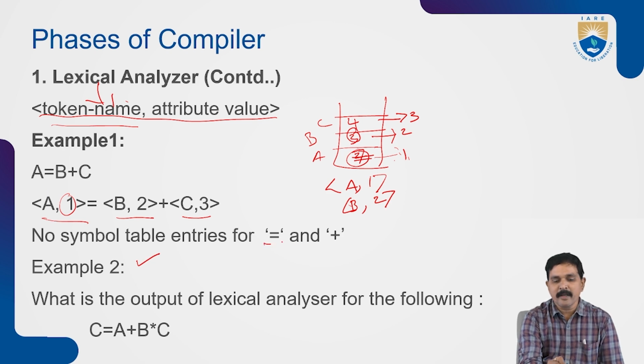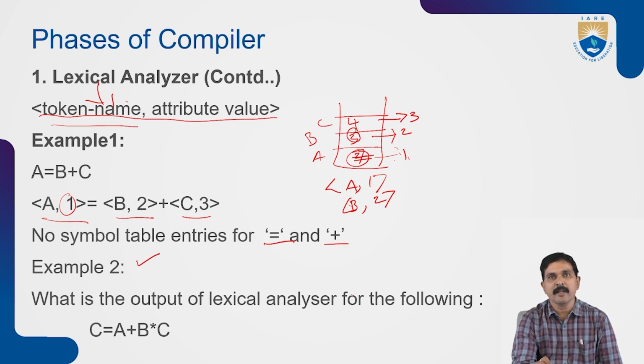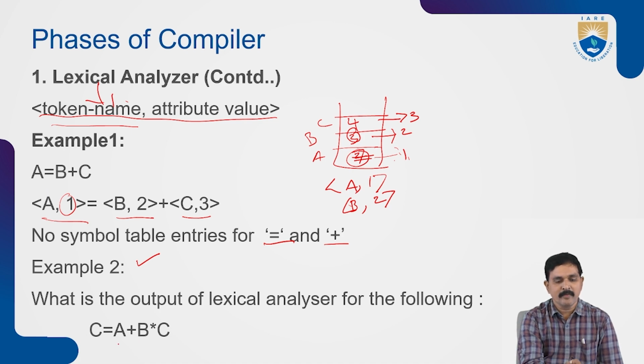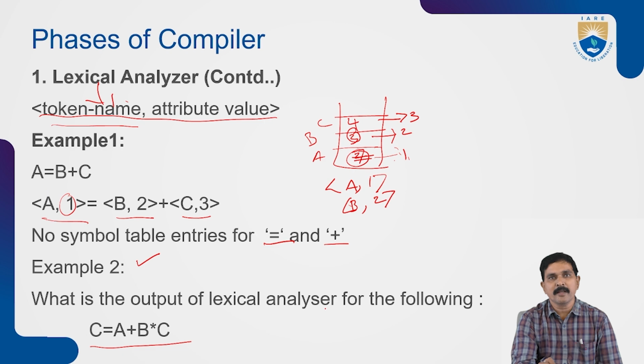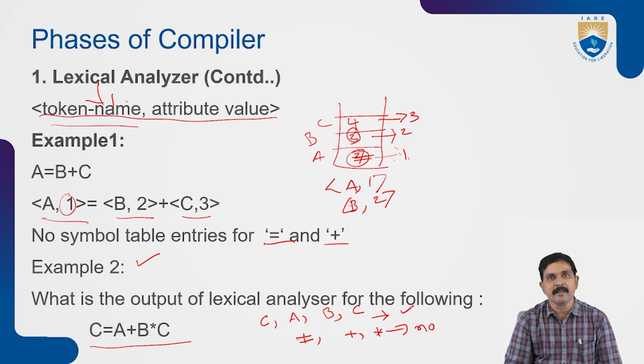You should remember one more important point: there are no symbol table entries for operators, relational operators, boolean operators, or assignment operators. Here we have to go for another example. The variables A, B and also C have the symbol table entries. No entries for the operators equal, plus, multiplication. These three cases have no symbol table entries. Only the variables have symbol table entries.